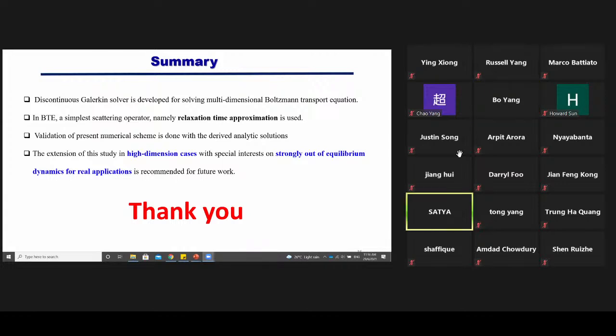Yes, this is our future work. We will go in that direction. Yes, and we will go for real-time application. Okay, that's great. That's very interesting.